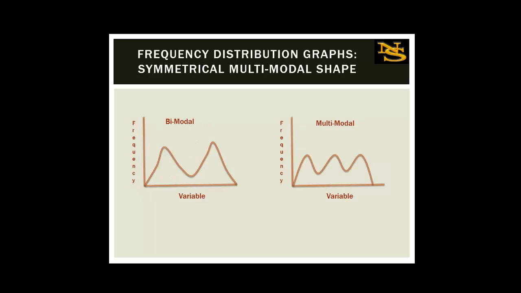Now these are also symmetrical, but these are multimodal shapes. For the bimodal, you could fold it down the middle and you would see, if I was a good artist, a perfect mirror representation on either side. Close enough on this screen. There are two values in your data set that are most frequently occurring. Then on the right, you see the multimodal. There are more than two values that are most frequently occurring in your data set.